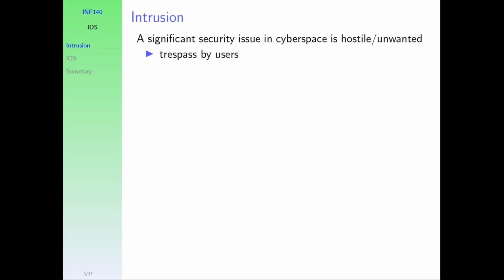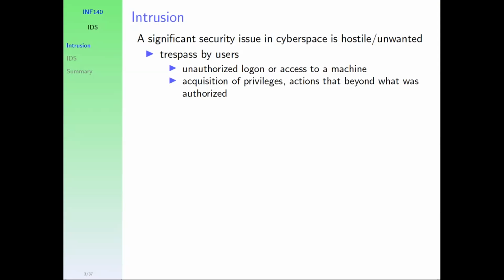So there's a very significant security issue. It's about hostile, or at least unwanted, trespass by users, like unauthorized logon or access to some system. This is unauthorized or unauthenticated. And also even for authorized, authenticated users in a system, in some cases, some user may try to acquire extra privilege, permission, or rights to take further action beyond its authorized right. And most of this we can consider one type of intrusion by users.